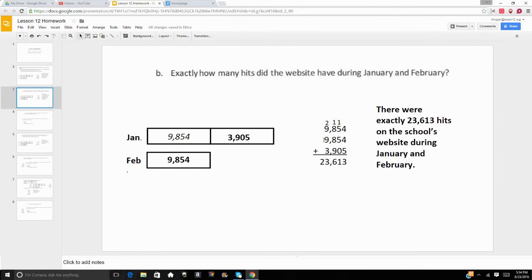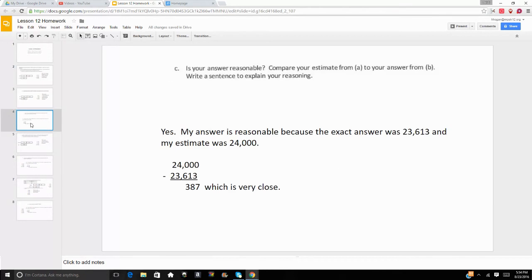9 plus 9, we need to know our doubles. 9 plus 9 is 18, 19, 20, 23. So there were exactly 23,613 hits on the school's website during January and February. Well, is it reasonable? Well, I believe it is. Yes, my answer is reasonable because the exact answer was 23,613 and my estimate was 24,000. And 24,000 minus 23,613 is only 387, which is very close. So yes, that's a reasonable answer.